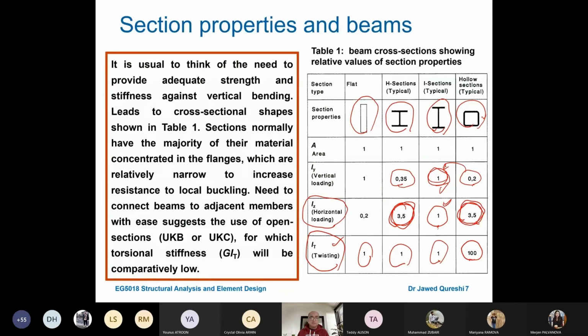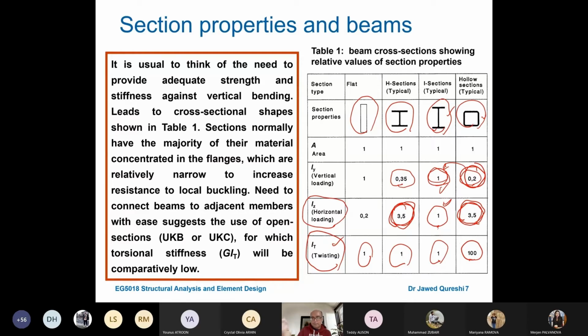You need specialized plates and other things to connect them with other members. This is one reason. Another reason is that for resisting vertical loading, you will have to provide more material. It means it has to have 5 times more area than an I section, which means that it's not going to be effective in terms of resisting vertical loading.